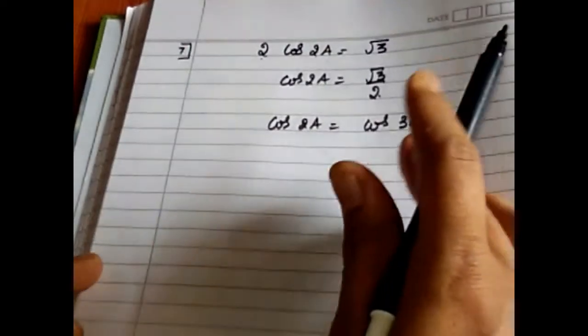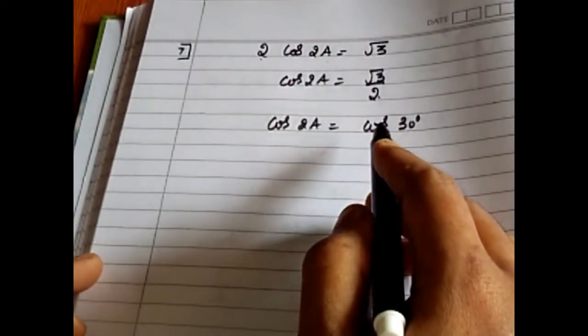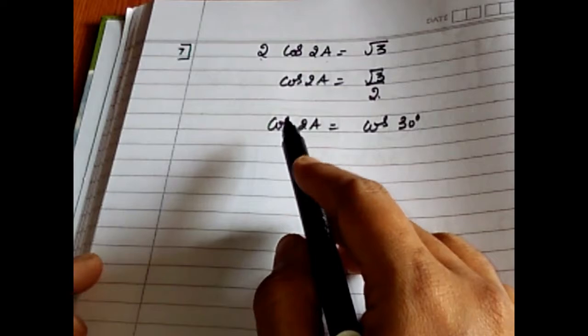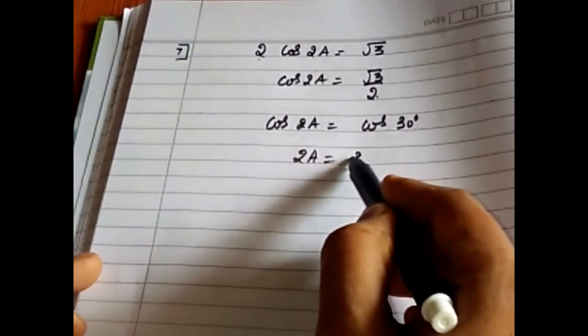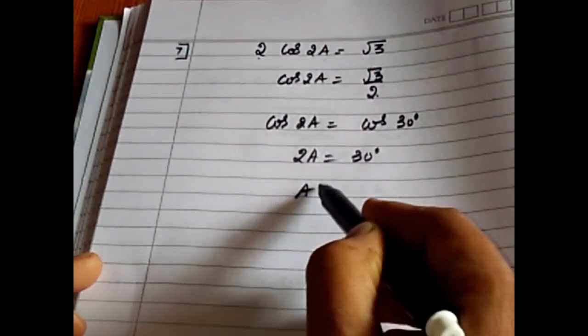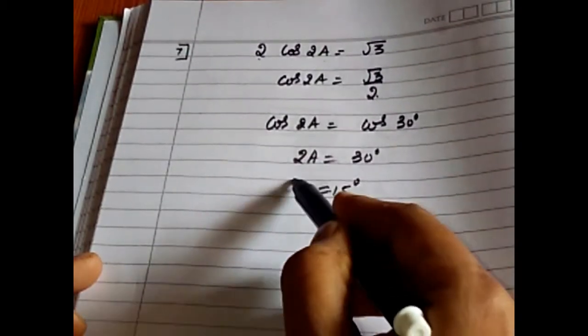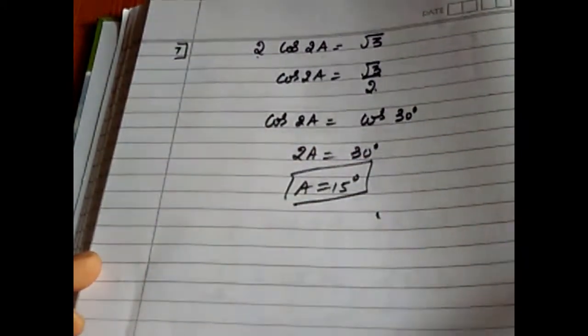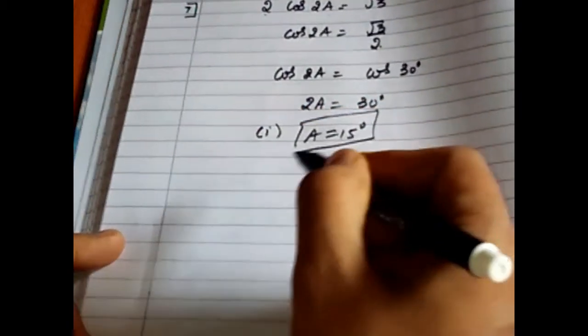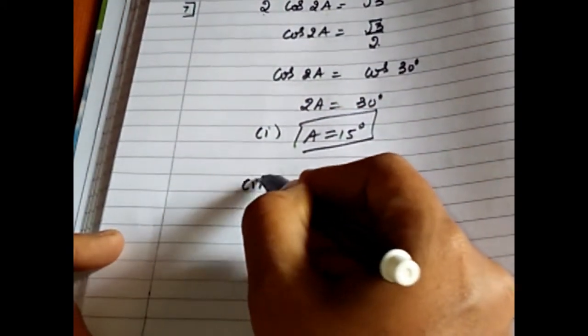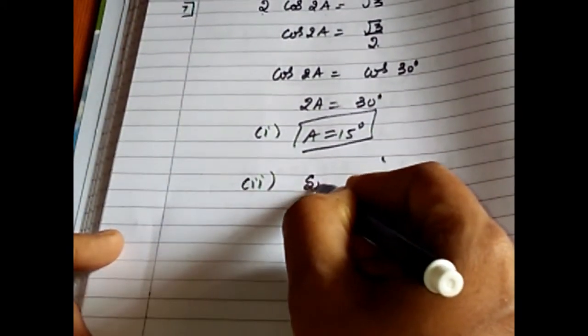Why are we taking cos itself? Because we have the cos value on the left hand side. Hence I can equate on both the hand sides. 2A is equal to 30. The value of A is 15 degree. My half of the problem is done. Now concentrate on sub questions. So sub question 1 was to calculate A. We finished. Now sub question 2 is sine 3A.